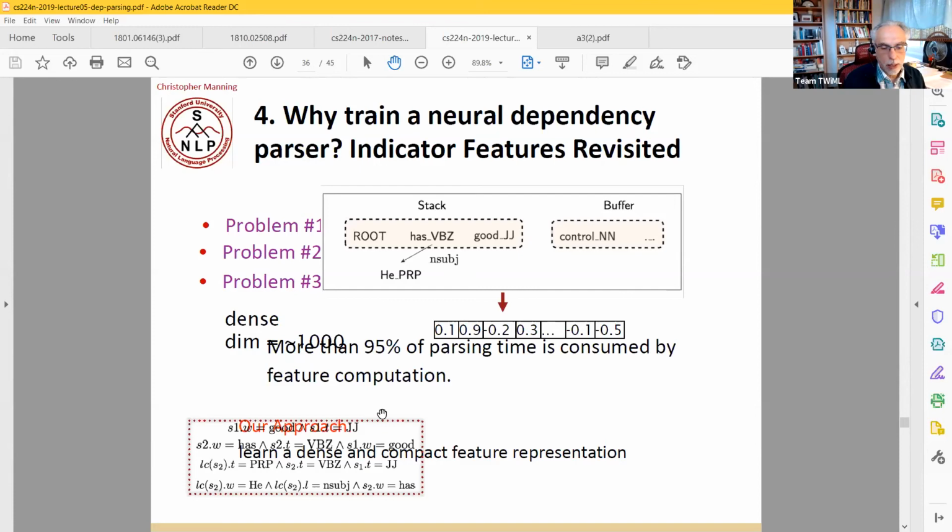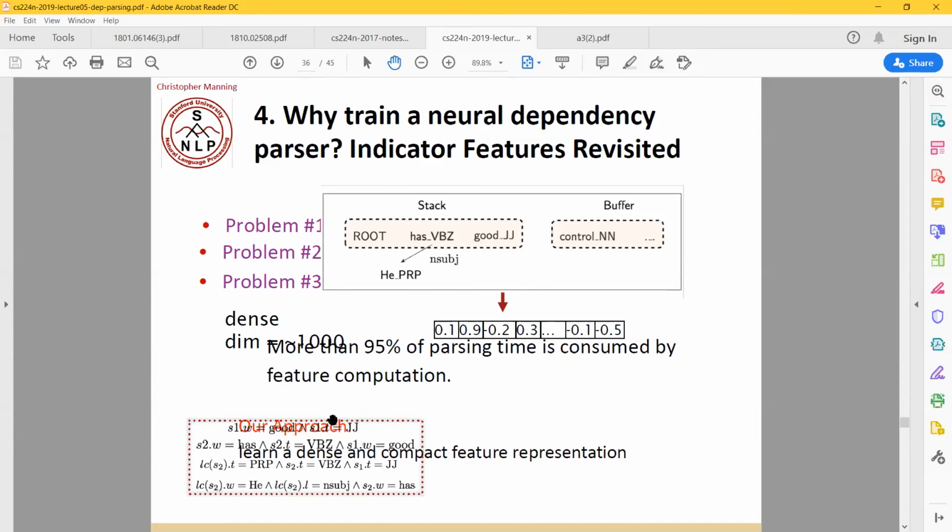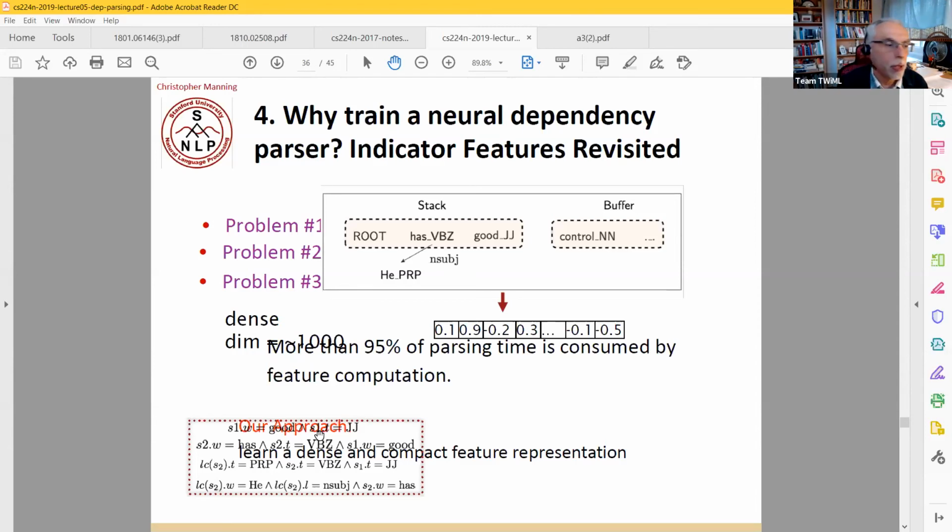Is that in the old style? Yes, that's what I understand. Okay. Yeah. So now he says our approach. That I assume means Manning's paper from 2015. Learn a dense and compact feature representation, as opposed to what Srinivas was saying, that it's a sparse feature representation, so you had a lot of wasted computation. Does that make sense?